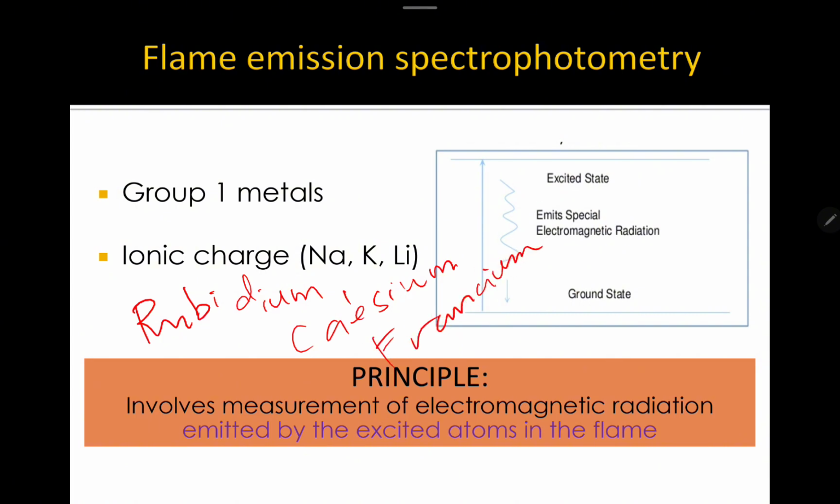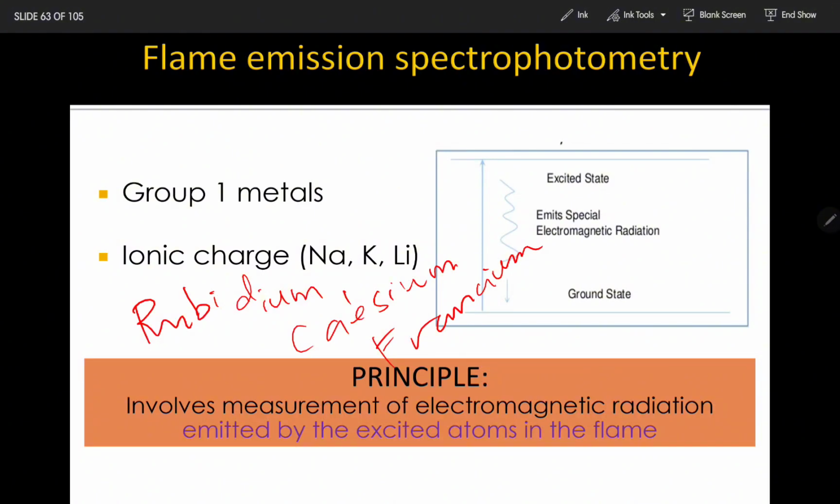Okay, so ano bang principle ng flame emission spectrophotometry? It involves measurement of electromagnetic radiation emitted by the excited atoms in the flame. Dili na siya ginagamit karon because we have developed ion selective electrodes for these specific analytes. Dili siya routine na ginagamit sa laboratory. Okay?